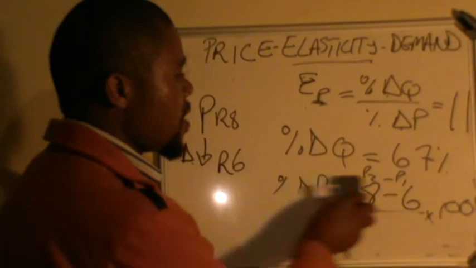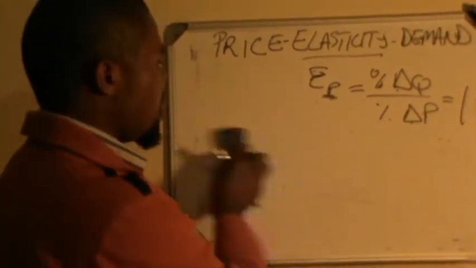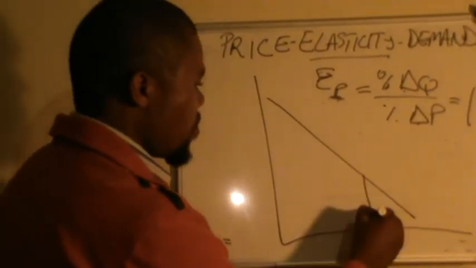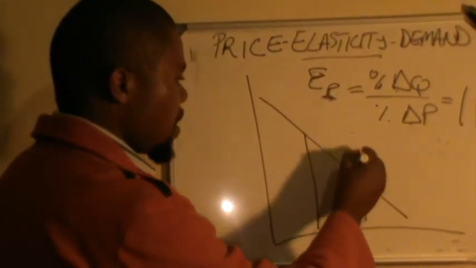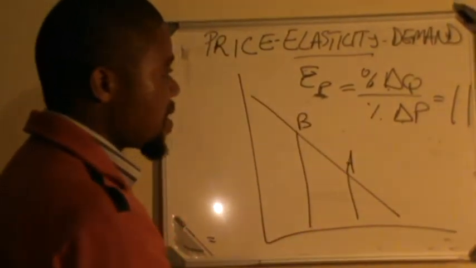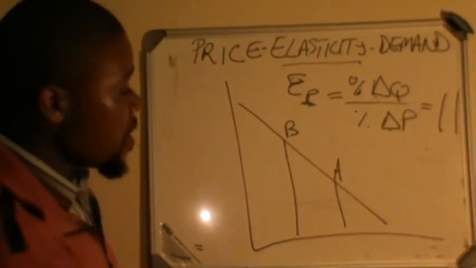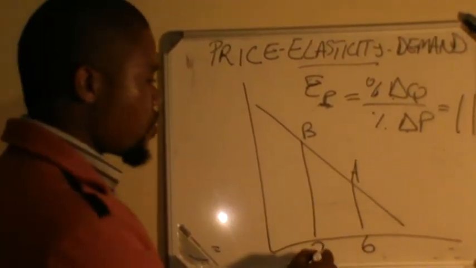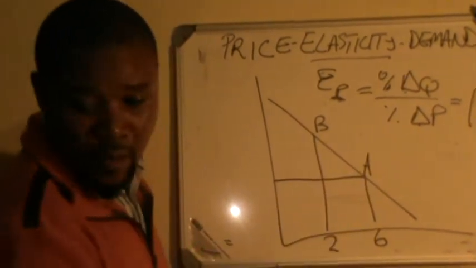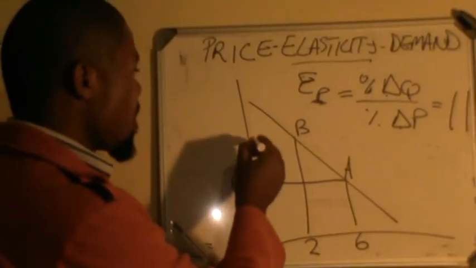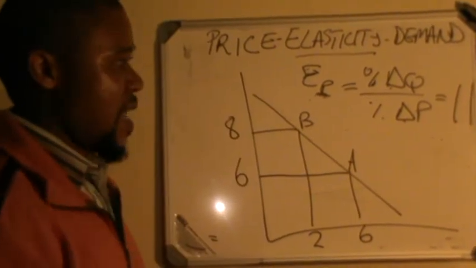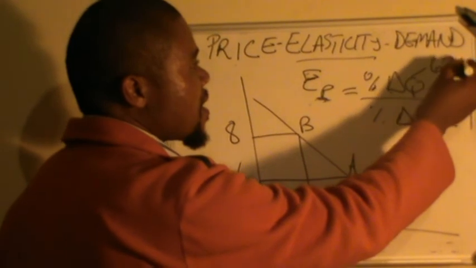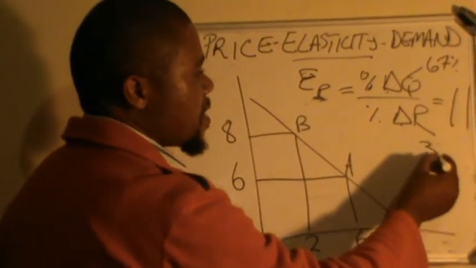Moving from point A to point B of your demand curve. So again, this is your demand curve, and you moved from point A to point B. What did we have at point A? We had a quantity of 6. At B, we had a quantity of 2. At point A, we had a price of 6. At point B, we had a price of 8. And we worked out that this is 67% and that is 33%.